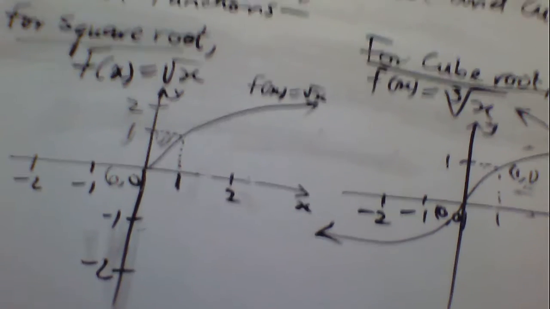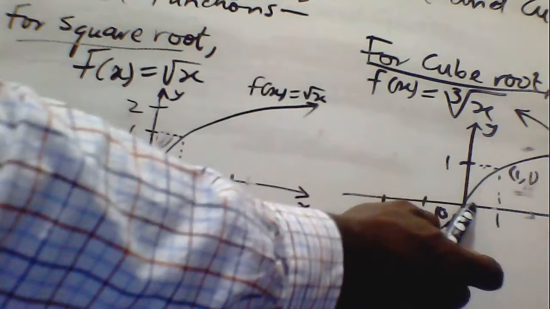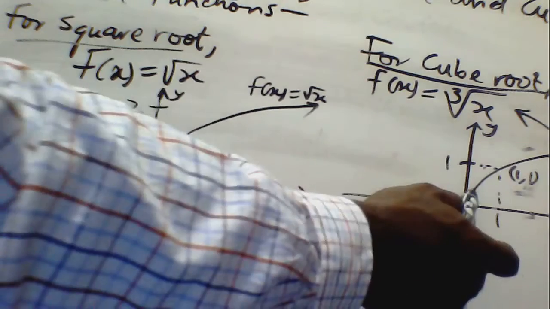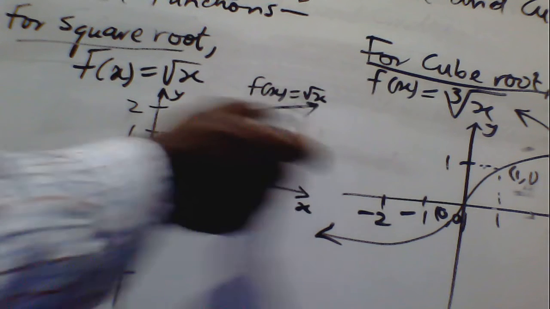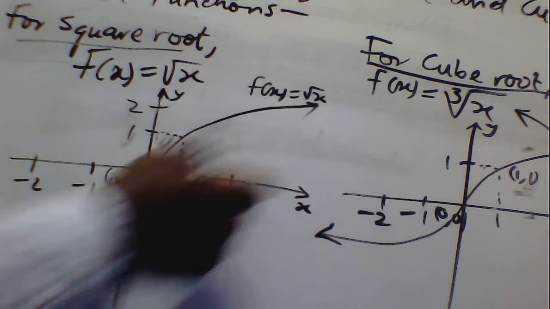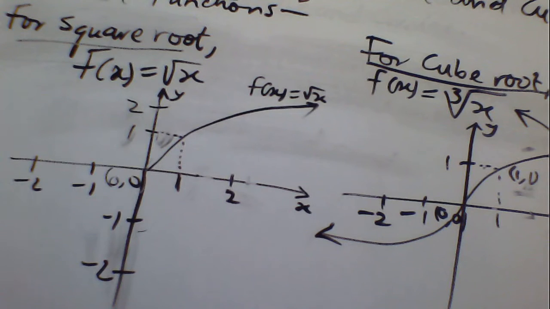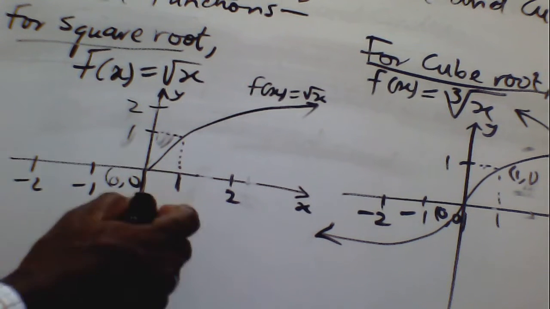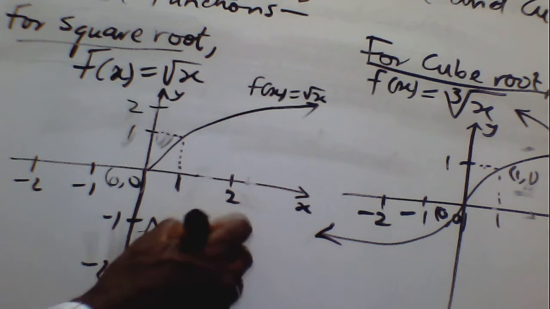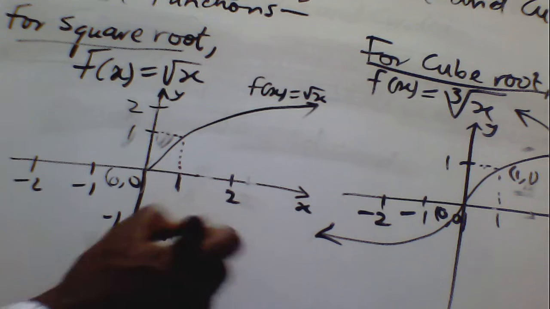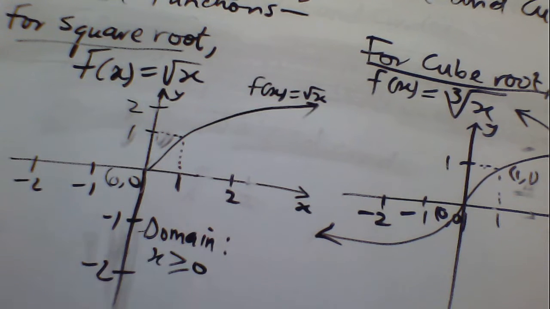You see that the cube looks like it has two turning points, started from the origin. In this case it is closed and then open, while the square looks like a closed, just a curved line, a curve. So this is the parent. The domain of this is x greater than or equal to 0.